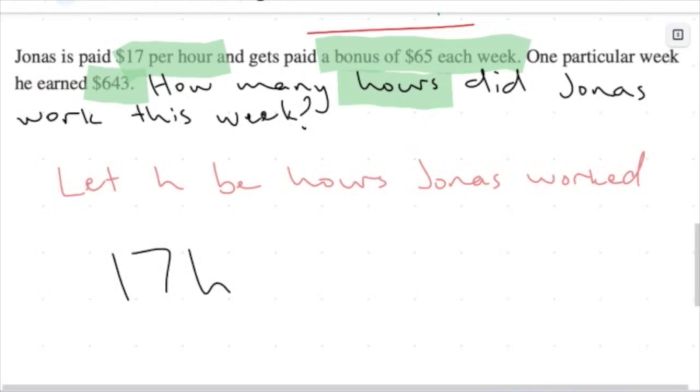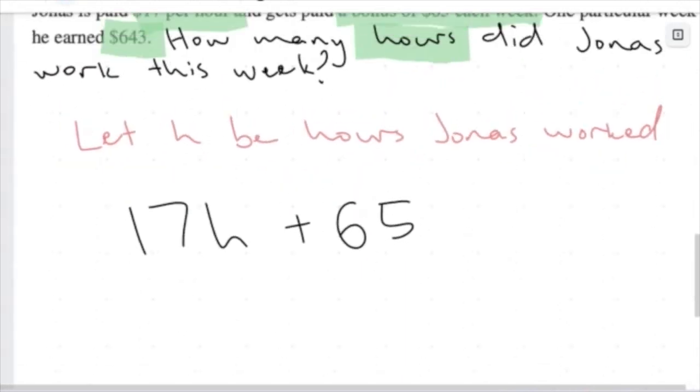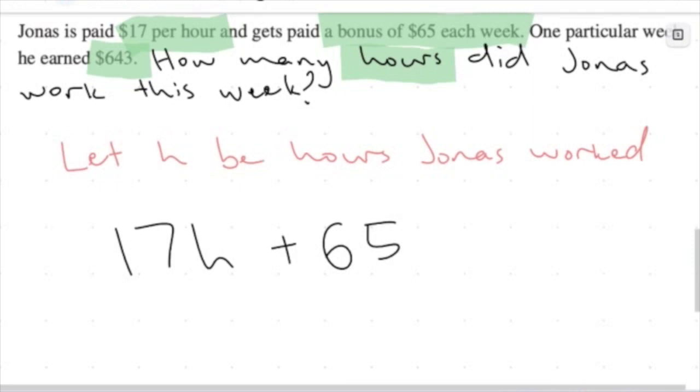And Jonas gets paid a bonus of $65 each week. So that means that no matter how many hours he worked, he always gets $65 on top of that. Now, how can I write on top of that in maths terms? Well, I have my 17H, my $17 per hour, and another $65. So I'm adding 65 to this. I have $17 for each hour, and I'm adding $65 to that. It's a $65 bonus. So whatever I make plus 65.